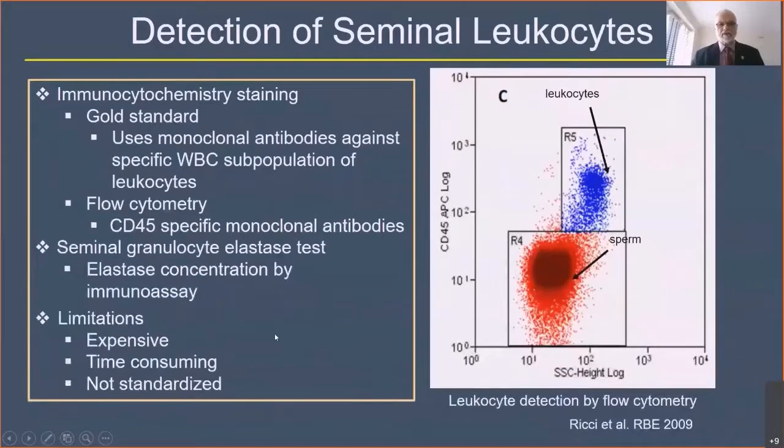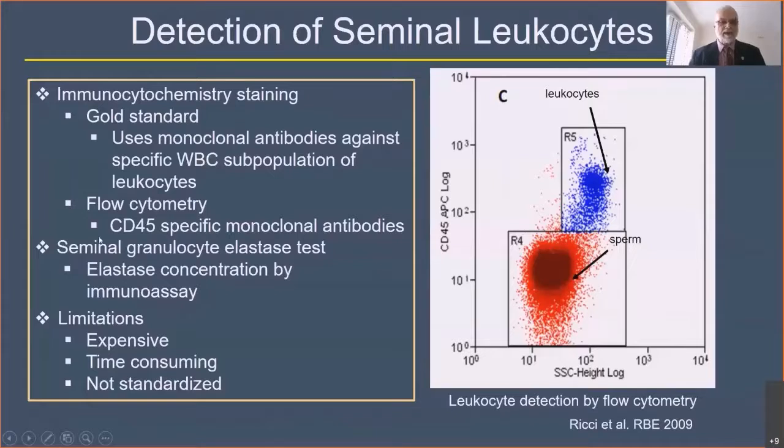And for the detection of these leukocytes in semen, there are different methods available. We can do it with immunocytochemical staining, which is regarded as the gold standard, with monoclonal antibodies against specific white blood cell subpopulations. And this can also be done in flow cytometry, as shown here on the right-hand side. We can clearly distinguish here this group of leukocytes, and here at the bottom there are the spermatozoa.